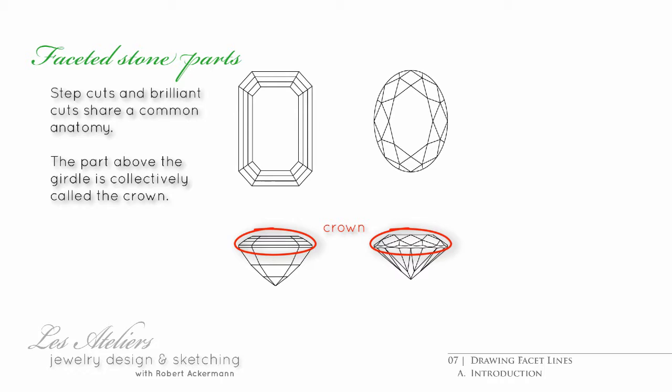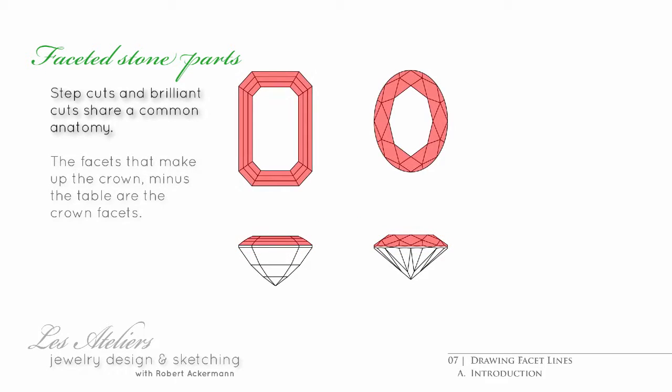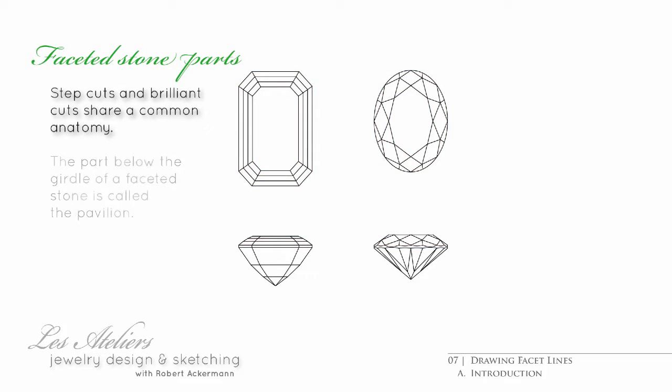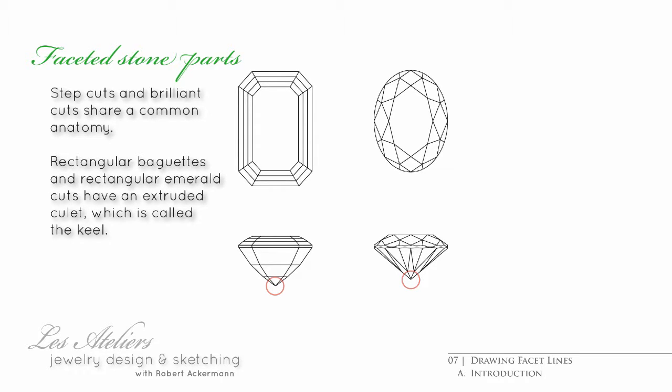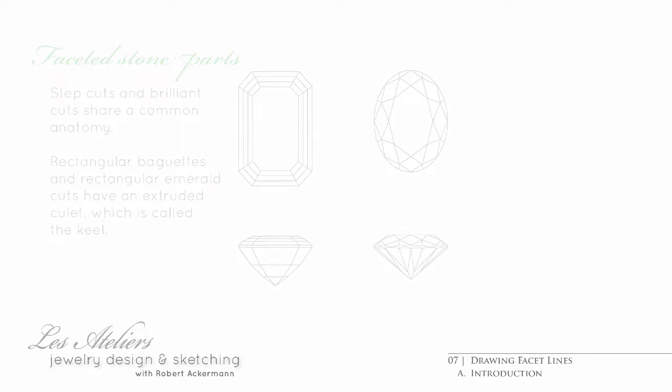Now the part above the girdle of a faceted stone is called the crown. The facets that make up the crown, with the exception of the table, are collectively referred to as the crown facets. The part below the girdle of a faceted stone is called the pavilion. The facets that make up the pavilion are collectively referred to as the pavilion facets. Now the pavilion facets converge to a point called the culet. All cuts, with the exception of rectangular baguettes and rectangular emerald cuts, have a culet. With rectangular baguettes and rectangular emerald cuts, the culet is extruded and forms a line or junction called the keel. Think of the keel of a ship.